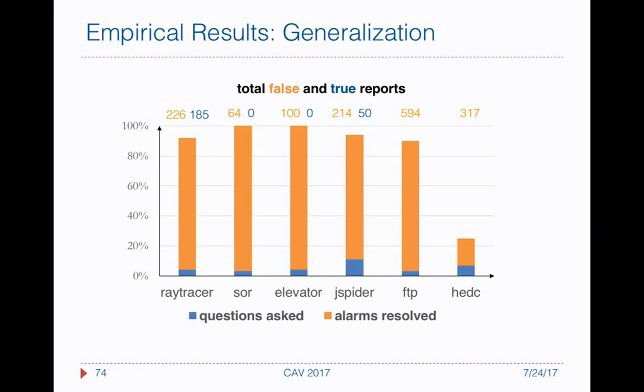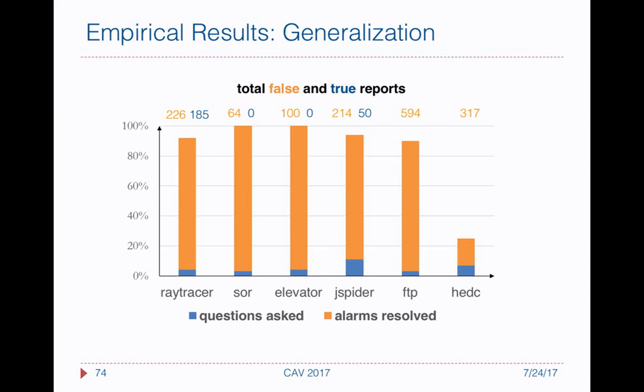So what we see here is, again, the static data race analysis example. Notice that we end up asking the user a very small fraction of questions compared to the number of reports that the user would have to inspect otherwise. And in the process, we resolve almost all the false reports.